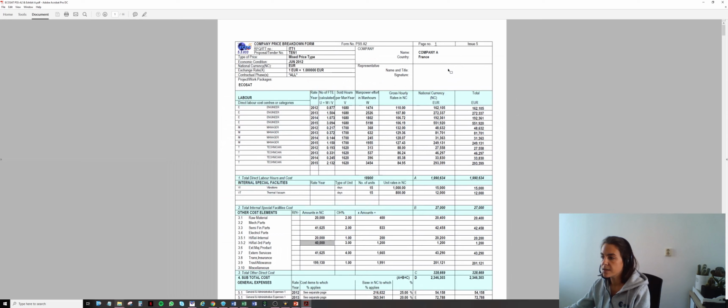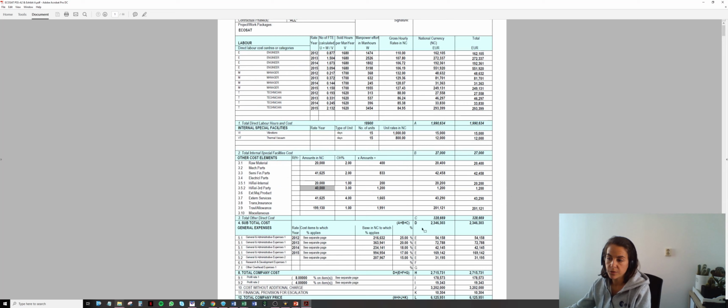Okay, so you see here for the company A, we have the labor listed, the years, and here we have much more information because in fact we'll have the number of FTEs, the sold hours, the man hours, the manpower and effort, and gross hourly rates calculated by ECOS. Then you will have your internal special facilities. You remember we indicated number of units, unit rates. We had all of this information entered already.